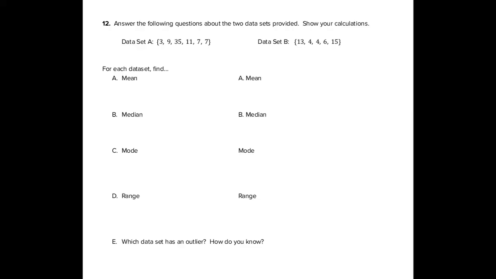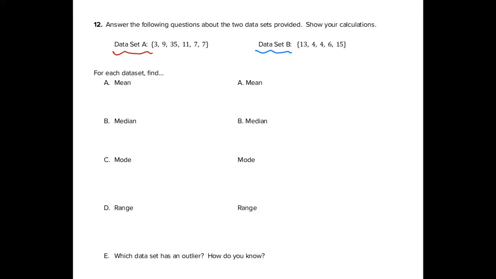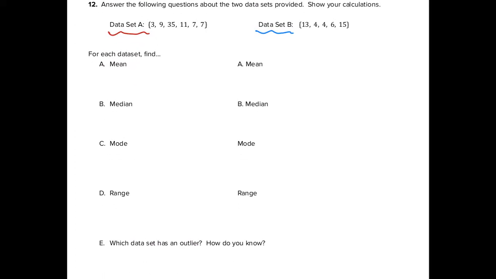Answer the following questions about the two data sets provided. So data set A and data set B. All right. So I am looking for a one-word synonym or correct definition for each of these terms. Many of them have a synonym. So instead of mean, what's another word I could say instead of mean? Does anybody know? Minimum? No. Mean is the average.